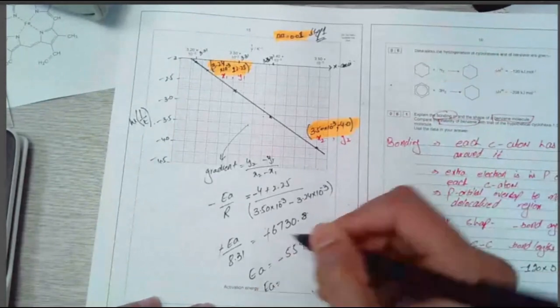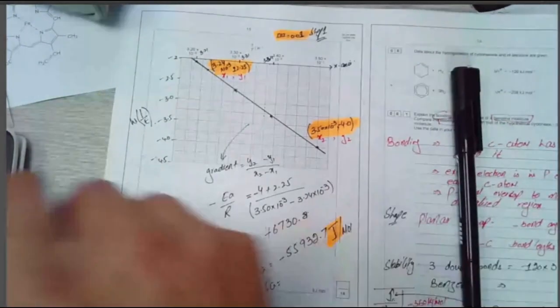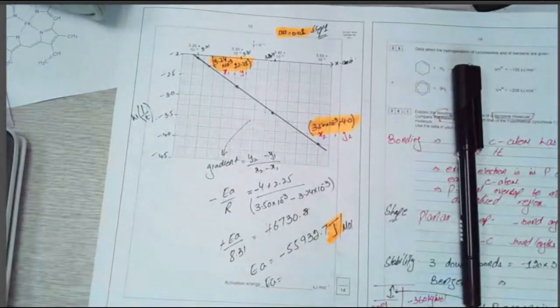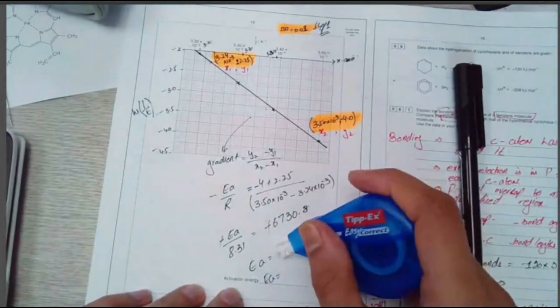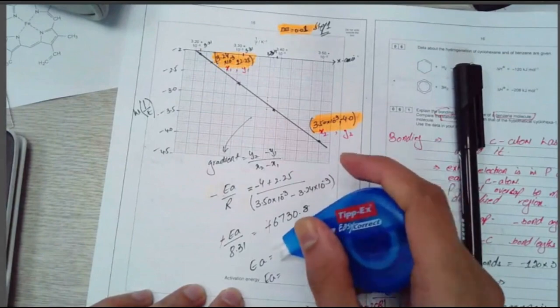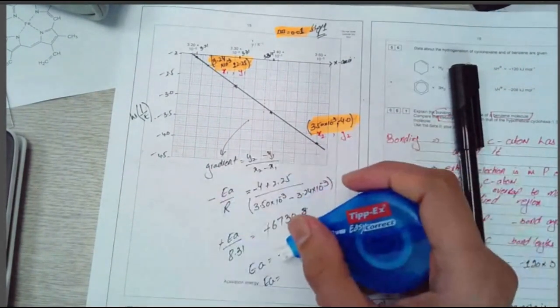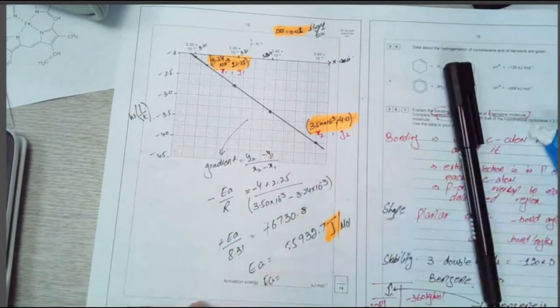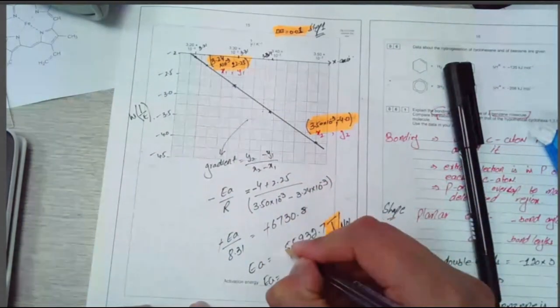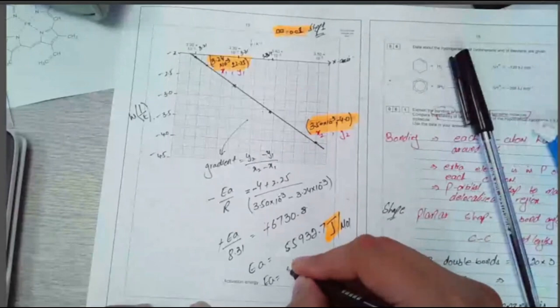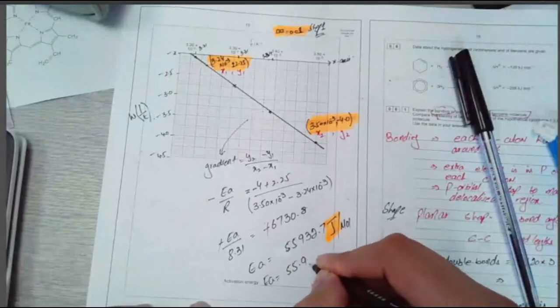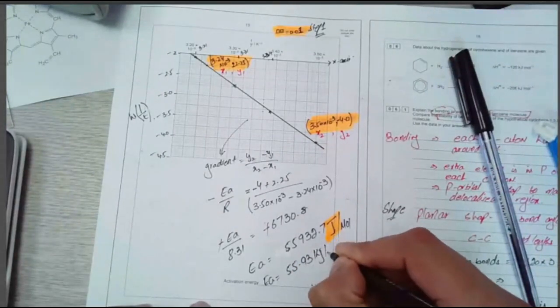Now remember, this minus will cancel out, so I don't have to leave this minus here. This is activation energy. Activation energy is always positive. This is the amount of energy that's needed for the reaction to start. So it will be 55.93 kilojoules per mole.